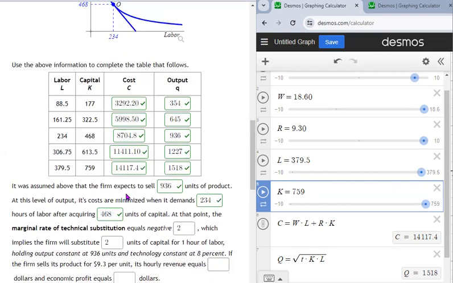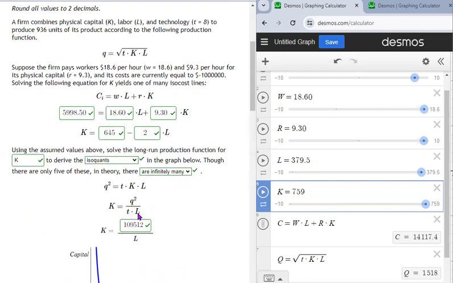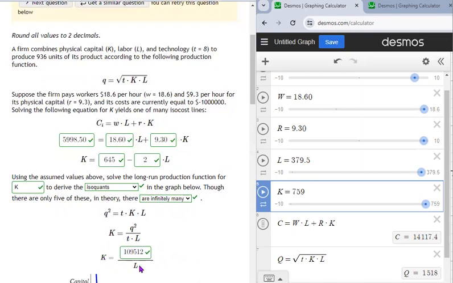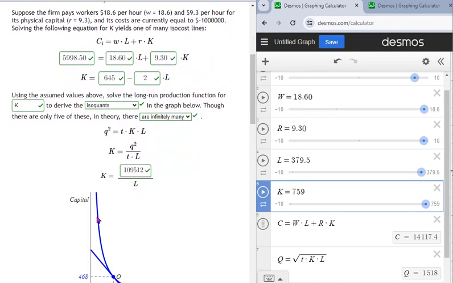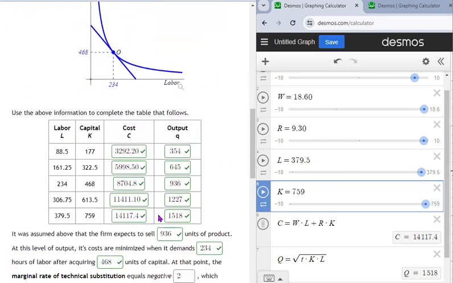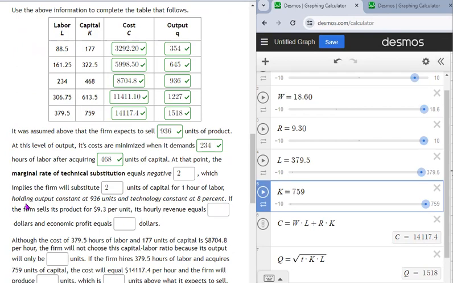Remember, our production function, our isoquant, assumes quantity is 936 and technology is 8, right? So we got to hold those two constant. We're holding those two constant along this blue curve, right? So I had to make sure that was emphasized. And I put that text in italics, right?